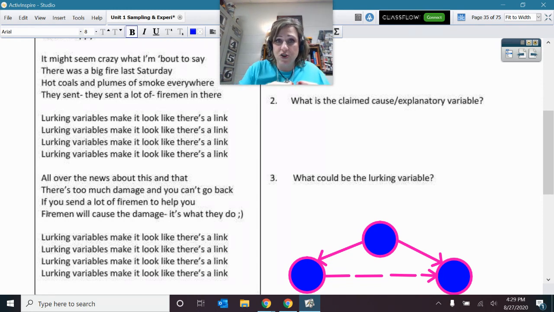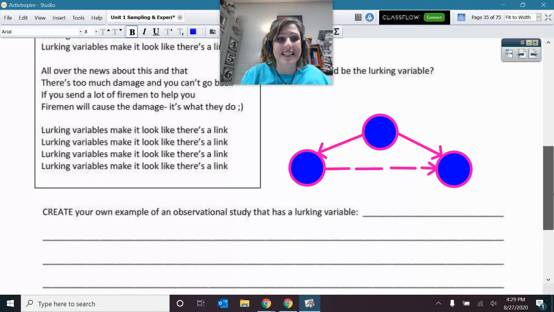So that's supposed to be facetious or sarcastic, okay? Obviously, the link that's trying to be made is that firemen caused the damage at the fire. When you send more firemen, there is more damage, implying firemen are causing the damage. Okay, but that's not happening. There's a lurking variable making it look like there's a link when there is some other thing tying it together.